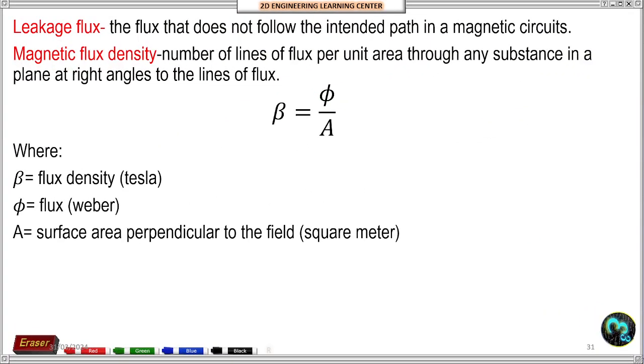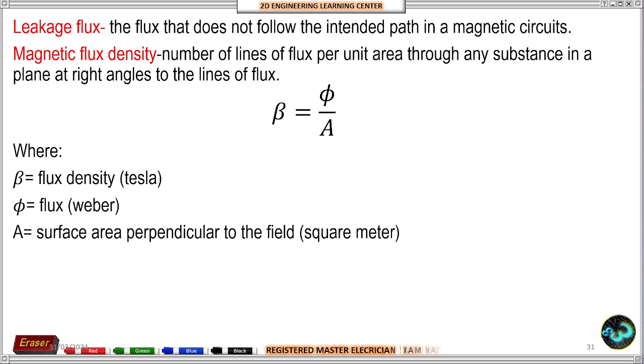Then you have leakage flux. So a flux that does not follow the intended path in a magnetic circuit. So yung flux na dapat ifa-follow niya yung kanyang core or yung kanyang magnet, pero hindi niya na-follow due to some interference, depending on the material of the magnet. So hindi niya na-follow yung pattern ng kanyang magnetic field. So ang tawag doon is leakage flux.